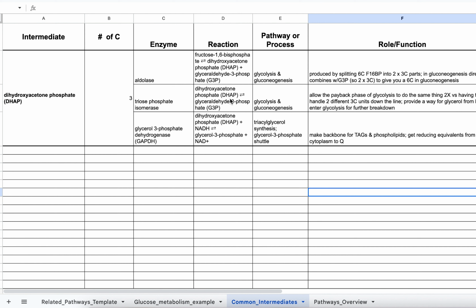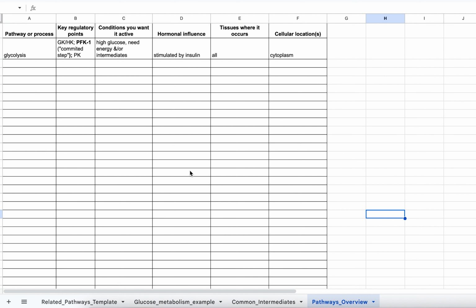So this is an example of how you can make a common intermediates pathway and then just add another row whenever you learn about a new thing you can do to that. Or you can add a new role or function to the same reaction when you learn, oh yeah, we also see that here. And then finally, just an overview of, although they're not really pathways, they're more interconnected webs. When would we want to go in which direction?